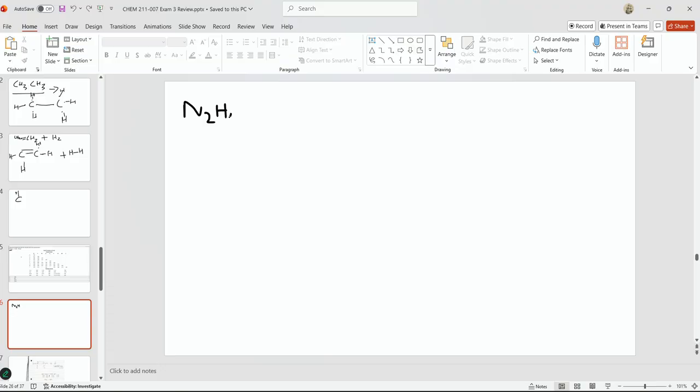Okay. Would it be two N's bonded and then two H's going off on either end? Okay, how many bonds though? I have to work that out first. Okay, so tell me how many valence electrons that nitrogen has?